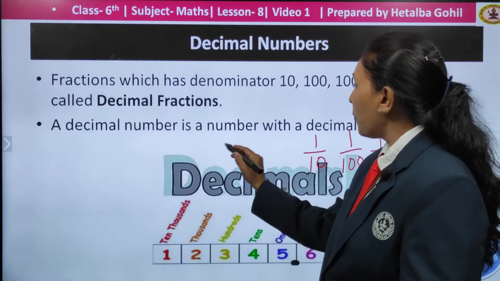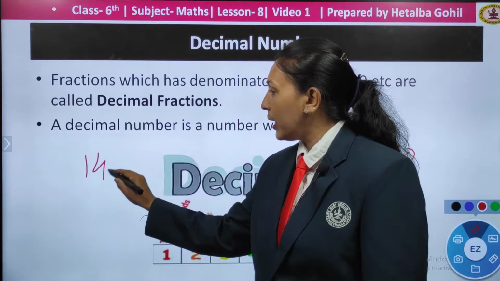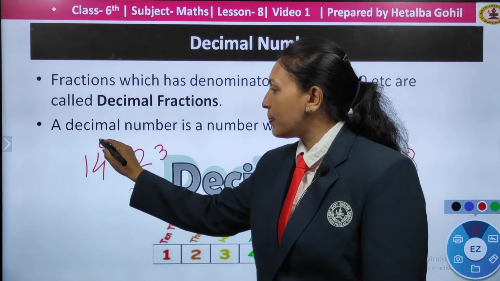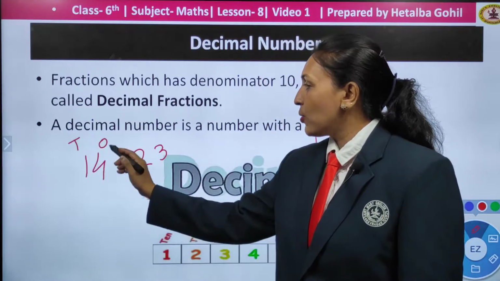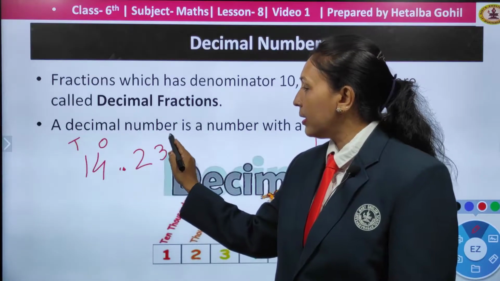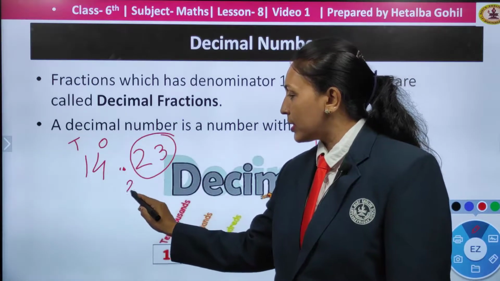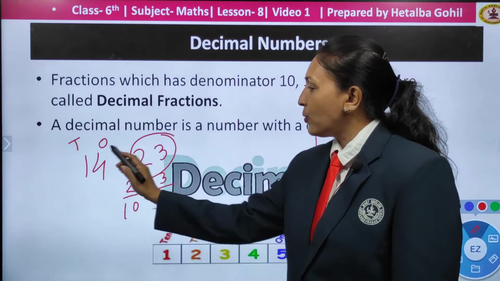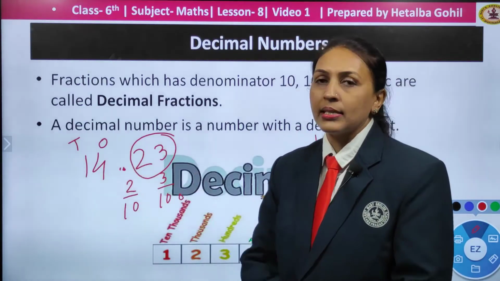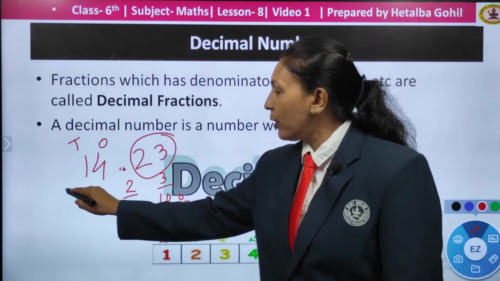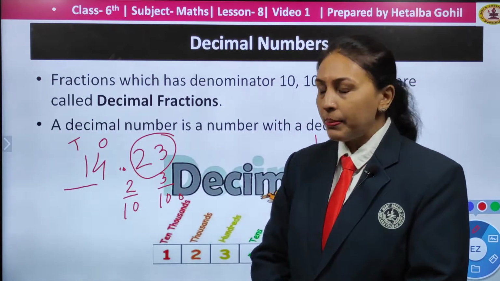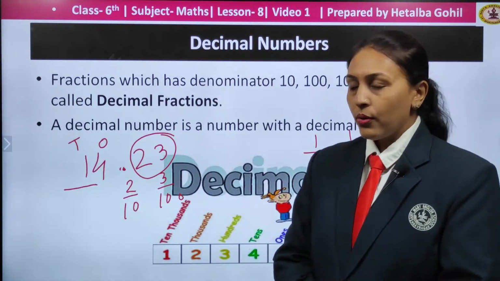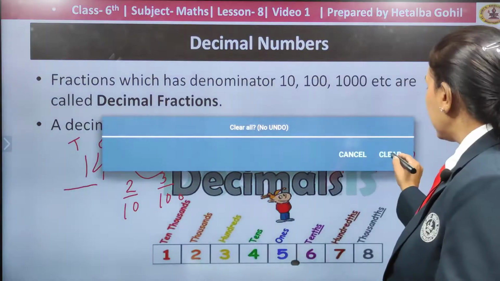So here suppose I give you the number 14.23. After this is the ones place, this is the tens place. So after ones, children, we have another value system, as I told you, this is 2 by 10, this is 3 by 100 and so on. And to separate these two parts we use this decimal point. So before the decimal point this is the whole number part, and after the decimal point we call it the decimal part. Okay, so let us learn in detail about it further.